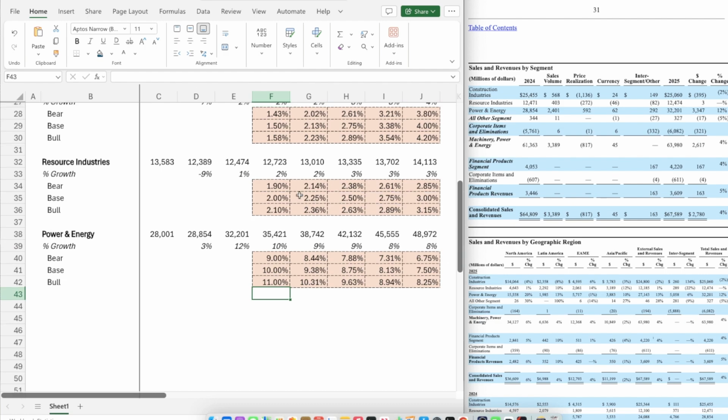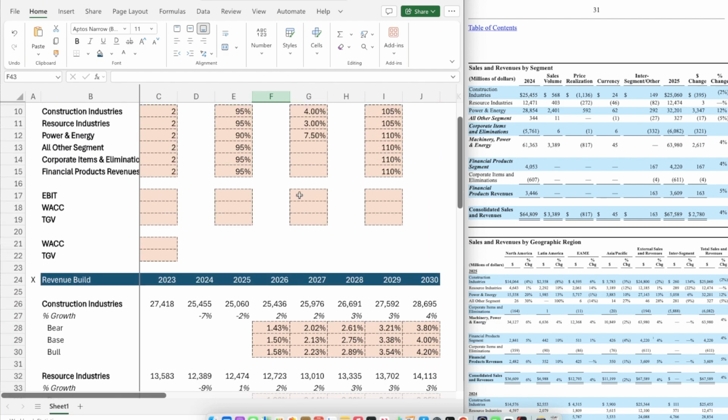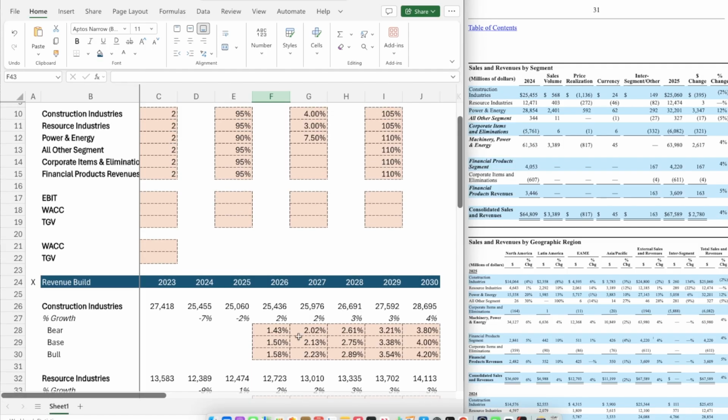Okay, now I haven't shown you how the switches work yet, so let's look at the construction industries. Now this is on the base case. We're projecting these revenues on the base case, but let's say we go a bit bearish. We just change the switch to 1. And remember these numbers here, the 28,695. See, it comes down to 28,504. This becomes the growth rate instead. And we can flick between all of these for all of our revenue segments to project out what the revenue is going to be.